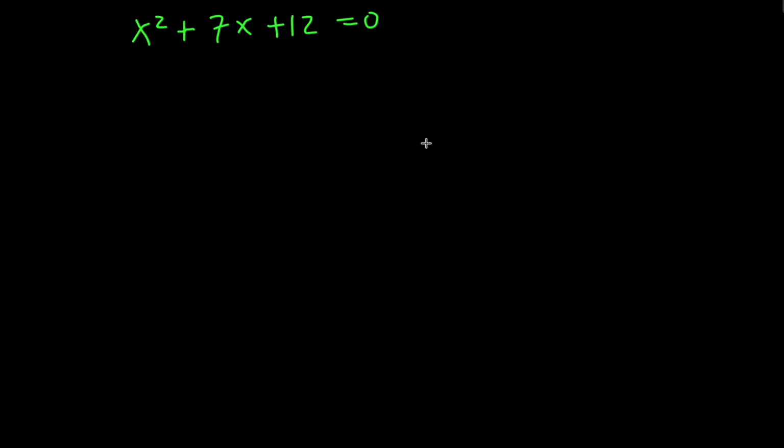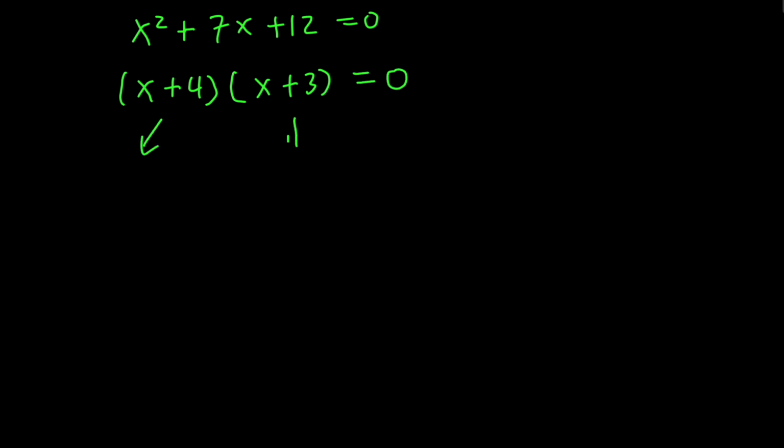Let's look at the second example. So for this second example, I have to solve it by making two brackets, since we have a constant term here. So what I need to think of are two numbers that multiply to 12 and add to 7. In this case, it's going to be 4 and 3. So I'm going to write x plus 4 times x plus 3 equal to 0.